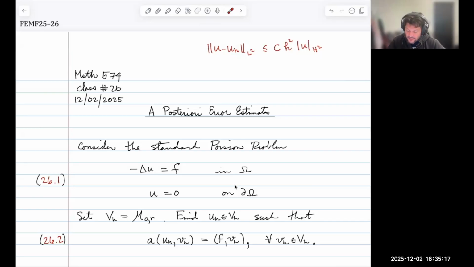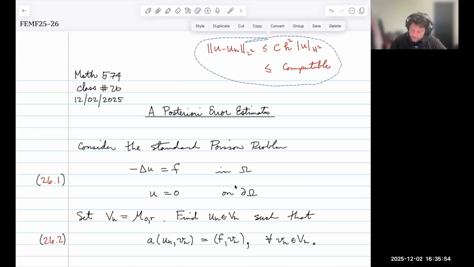So what we're after today is some way of looking at this object and coming up with an object on the left-hand side, which is an error that is computable, or at least almost computable. This is not computable because we don't know what the true solution is. Of course, we know what this is, but this part here is not computable. We want to show that this is less than an object on the right-hand side, which is completely computable. That's the idea of a posteriori error estimates.